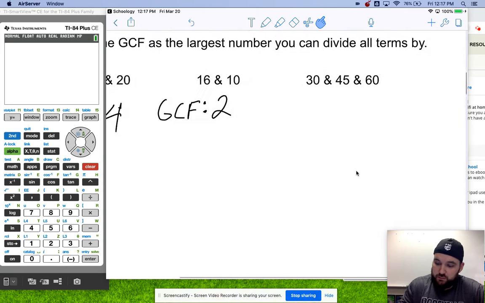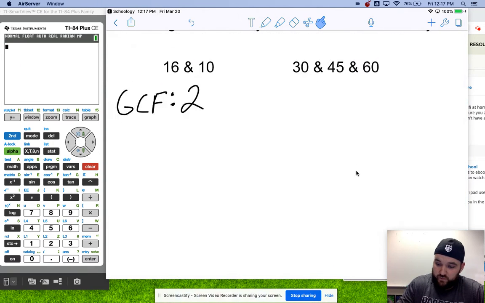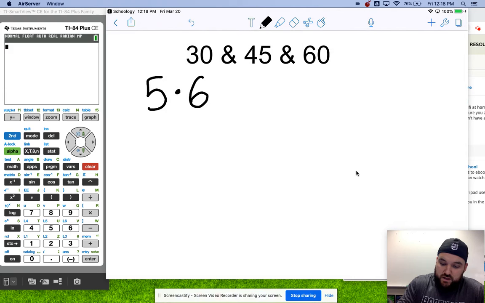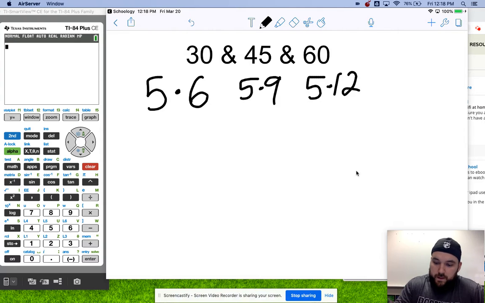Okay, so each of those were two numbers. If we have three numbers, the idea is the exact same. I just want a number that goes into all three of these. And I'll bring this up a couple times in the video, but let's say you recognize that 30, 45, and 60 all can be divided by 5. Okay, so 5, if I divided by each of these: 5 times 6, this is 5 times 9, and this is 5 times 12. Now you might say, well, 5 is a common factor, maybe it's the GCF.